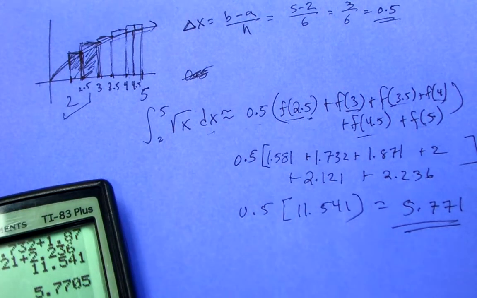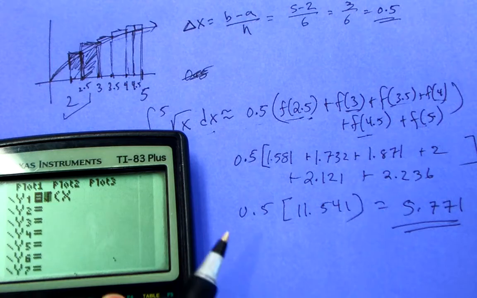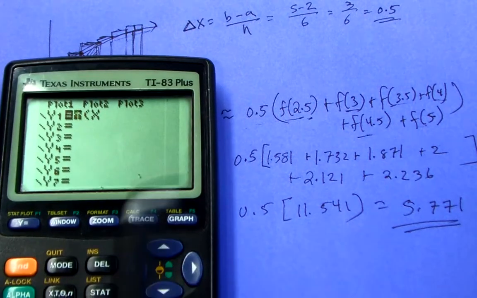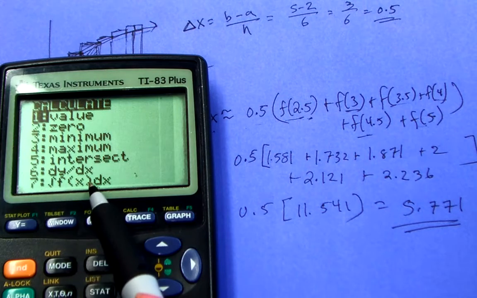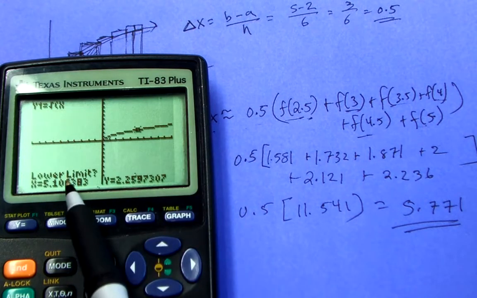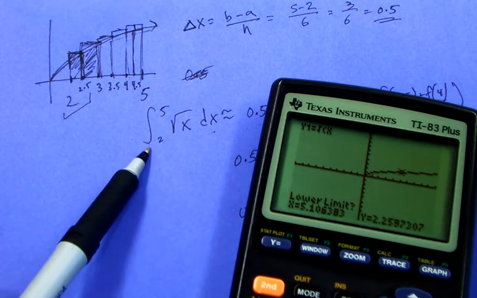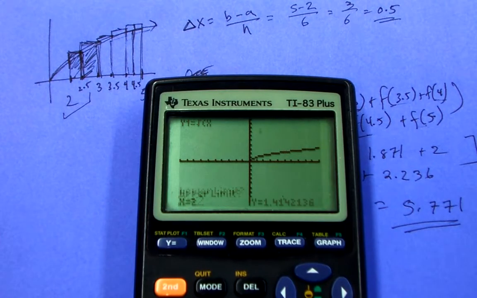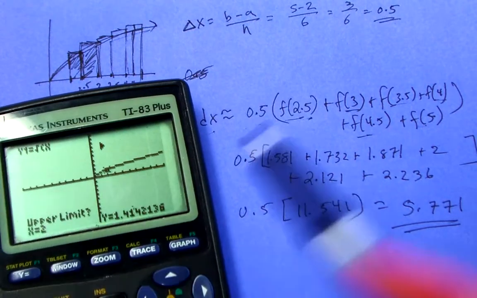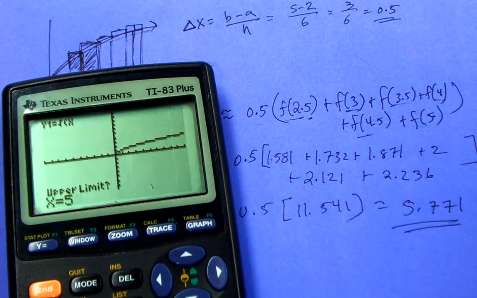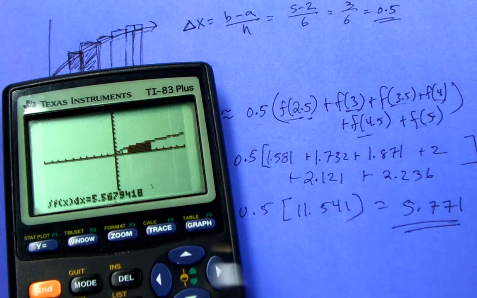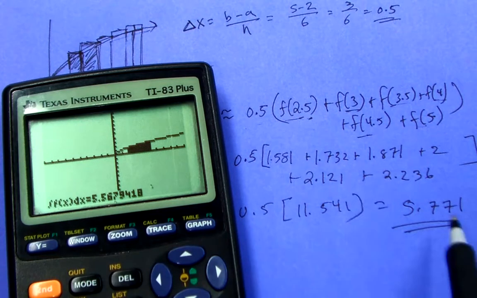You can also find the exact value. Let me show you how you do that in a calculator. Since I already have it in Y1, I'm going to hit second trace, so second calc menu. If you notice down here, number 7 is the integral of f of x dx. I'm going to choose that, and it asks for the lower limit. Well, that would just be 2. The upper limit is 5. So from 2 to 5, that gives 5.567. So ours was an overestimate, which should make perfect sense.